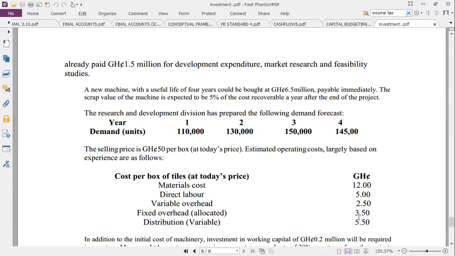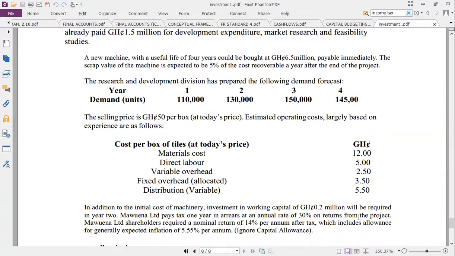Operating costs largely based on experience are as follows. Cost per box of tiles at what? At today's price. Material, direct labor, variable overhead. So which of these will form part of the variable cost? Now you add all. We said the fixed cost, we don't apportion or allocate fixed cost. It must be directly attributable. So we are not going to include any apportioned fixed cost. So you add all except the apportioned fixed cost, or allocated fixed cost, shared fixed cost.